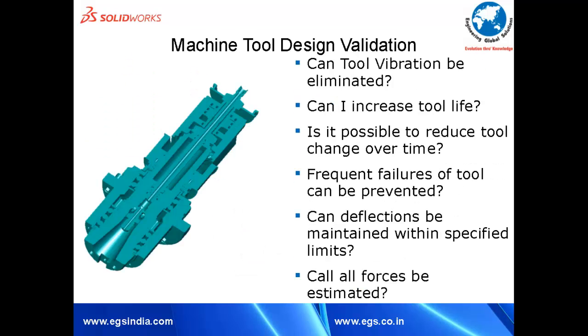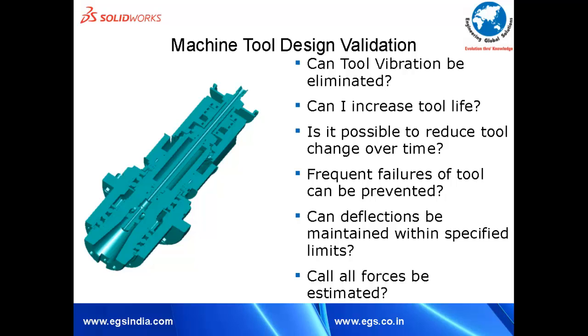Machine tool design validation. This is another example. Customers are looking at high-speed machine tools these days. Earlier it used to be 5,000, 6,000 RPM. Now people are looking at 13,000, 18,000 RPM. Cycle times for these machine tools are getting reduced. Can the tool vibrations be eliminated? Can I increase the tool life? Is it possible to reduce the tool changeover time?